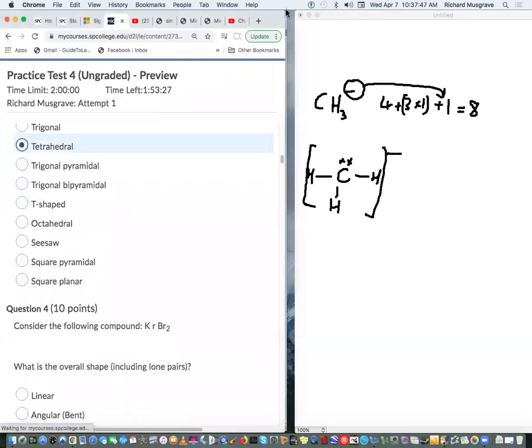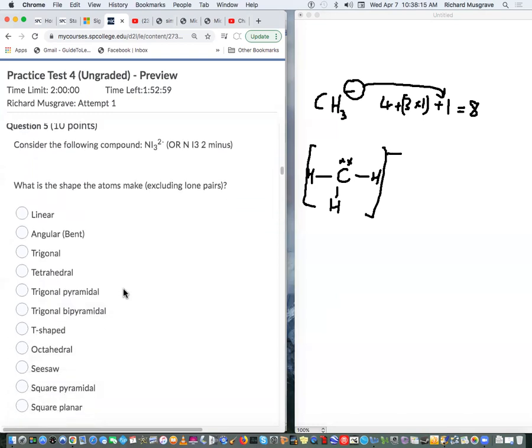All right, let's see how you feel about that one. All right, how do you feel about the overall shape being tetrahedral? 5, 4, 3, 2, 1. Okay, everybody seems to understand that.